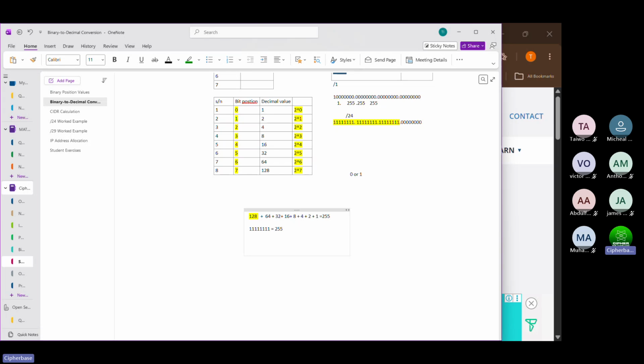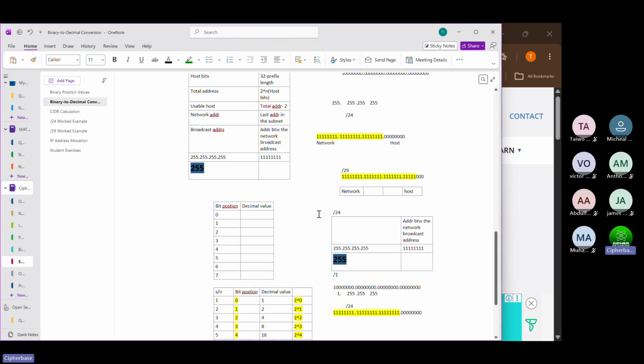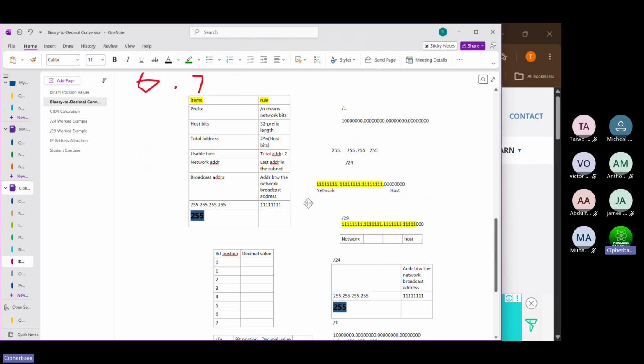Okay. So what we are trying to do is understand how we get this, because this is how we assign network. This is subnet. All this is subnet. So let's assume that you were given something like this. How will you calculate it?